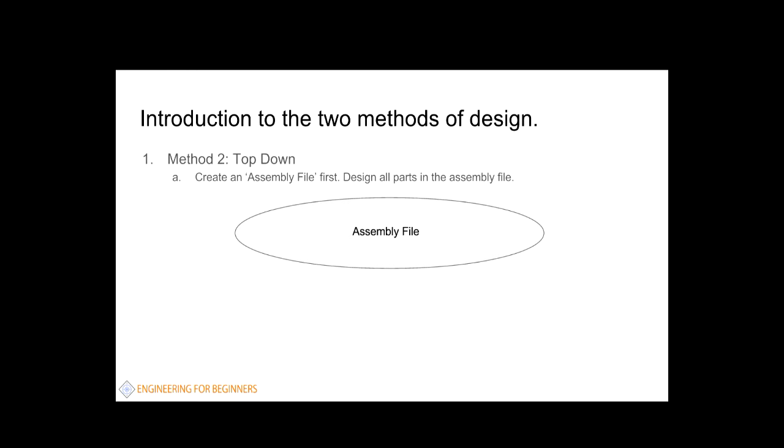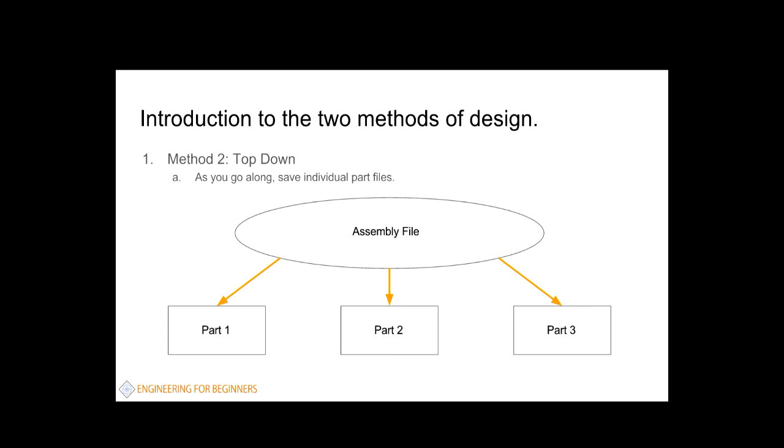So now the second method is something I call the top-down approach. In this method, we start by creating an assembly file first, and all the design is going to happen in this one assembly file. As we go along, we design individual components and then save them out as we go.